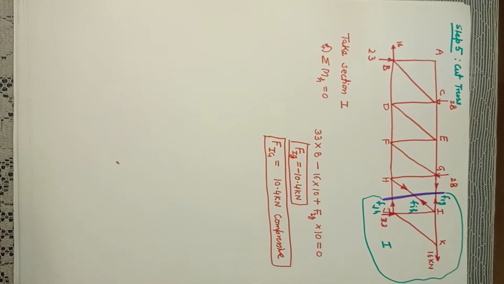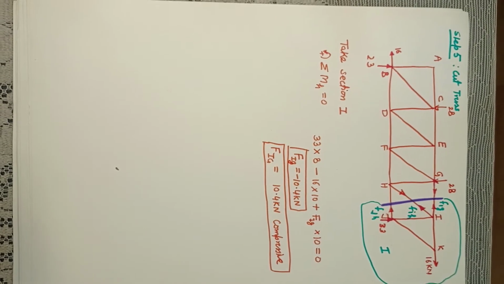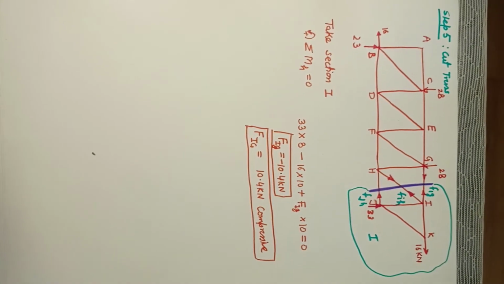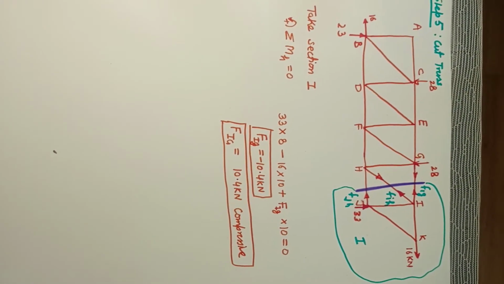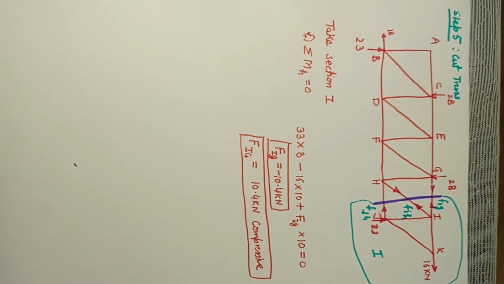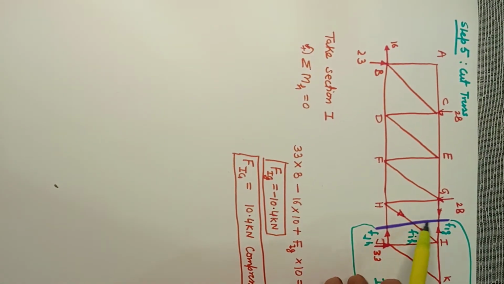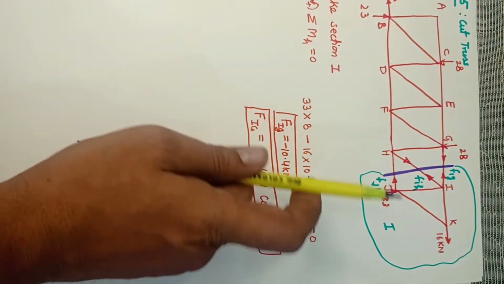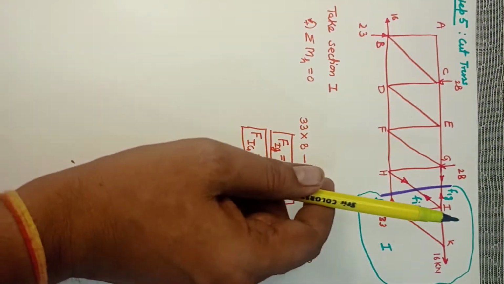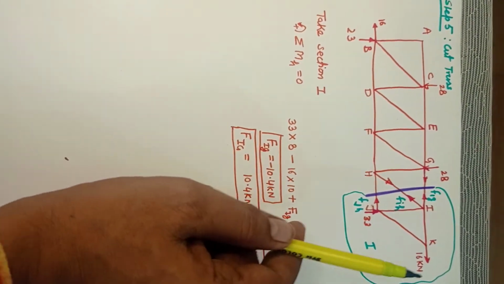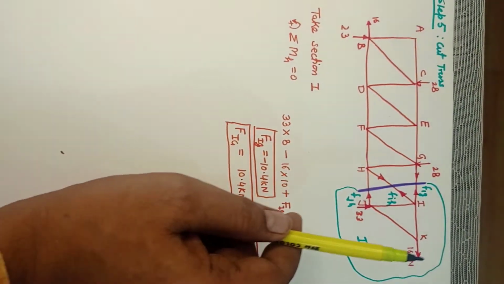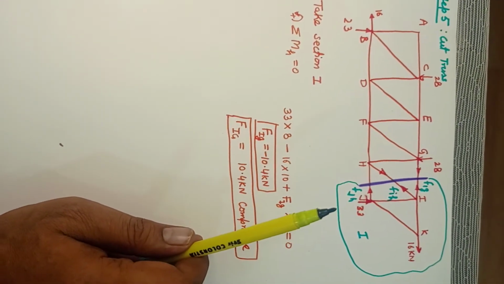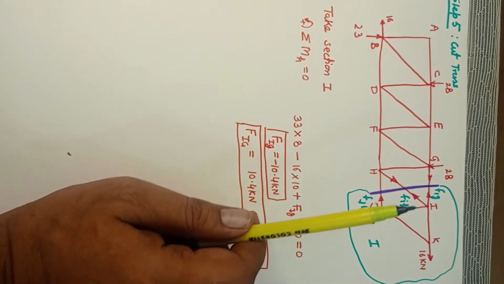Now they have asked us to calculate the force in GI. So we have to cut the truss again. So we have cut the truss like this now. Again one section is this and one section is this. Now this side may be a little bit smaller, so I prefer to use this section to get the value of FGI.